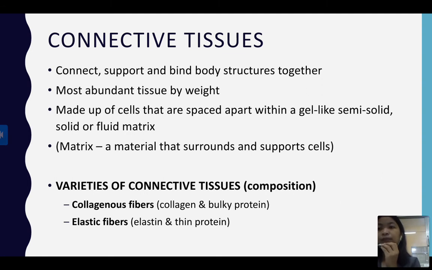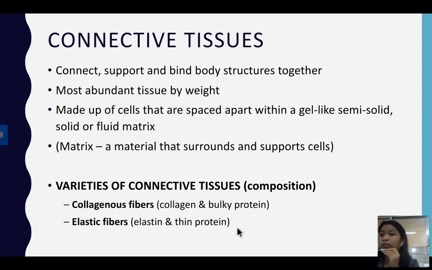And then we have here varieties of connective tissues in terms of composition. We have collagenous fibers and elastic fibers. So what's the difference between collagenous and elastic? Collagenous fibers are made up of collagen, a bulky protein, which serves to provide structure. Next, we have elastic fibers. It is made up of elastin and thin proteins. Elastic fibers serve to provide stretch.